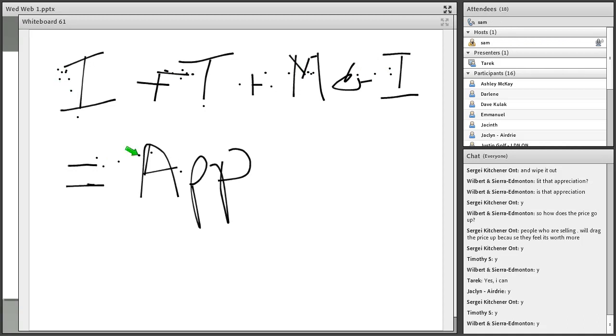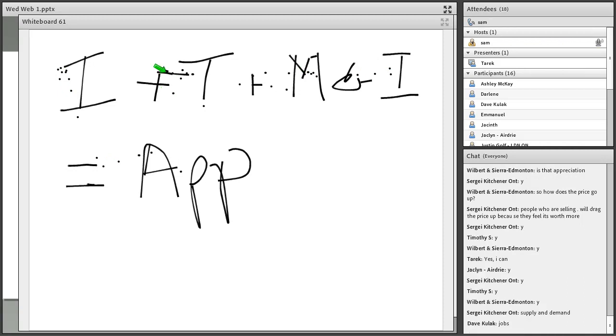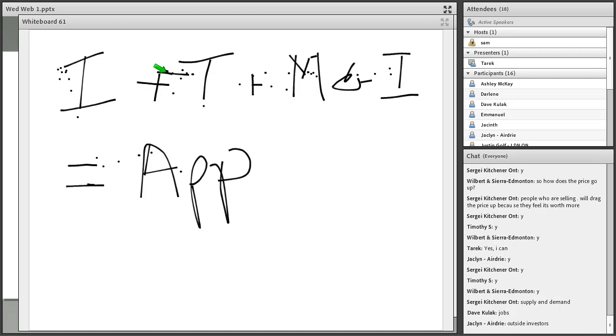There's two other factors that create fluctuations in appreciation. Who could tell me? What are the two other ones? Supply and demand, yeah, but what causes that supply and demand? Dave, you're right. Jobs, economy, new jobs, more specifically. So if there's new jobs coming in, what does that create? Outside investors. Perfect. Those are the two reasons.